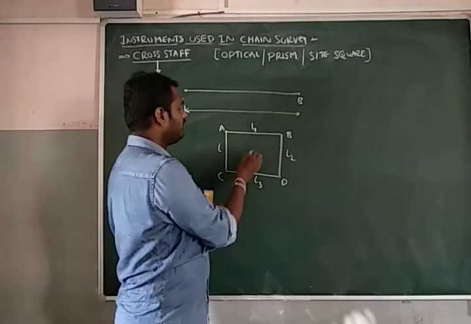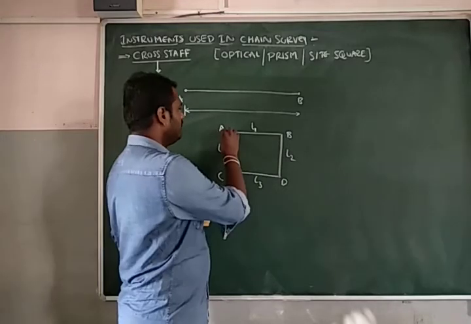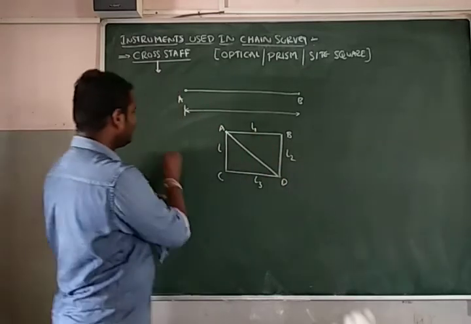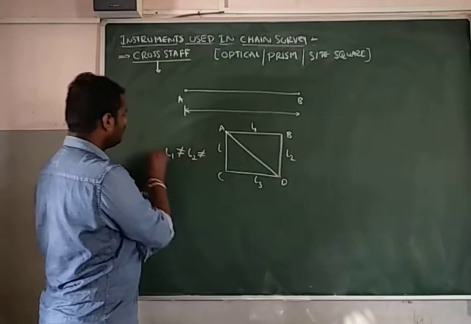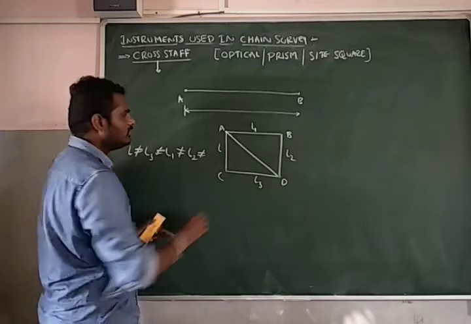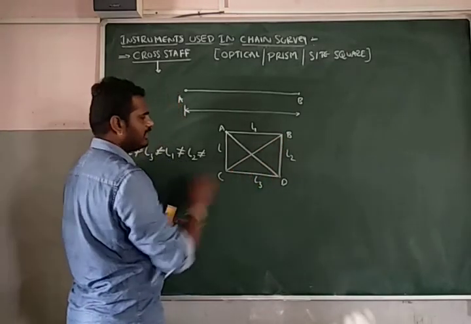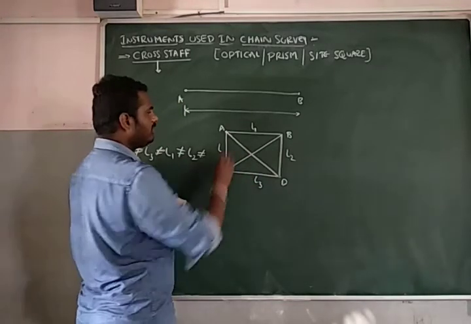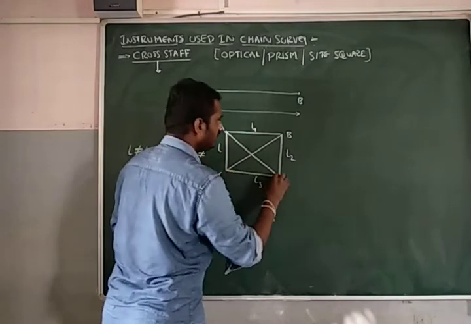But wherever there is a need to erect a perpendicular, let us take I am going to subdivide this entire area. Let us assume that L1 is not equal to L2 is not equal to L3 is not equal to L. Now I am going to divide this entire section into a number of triangles, 1, 2, 3, 4. This becomes a number of triangles. No problem at all. But let us take this AB is measured, then AC, CD and DB.